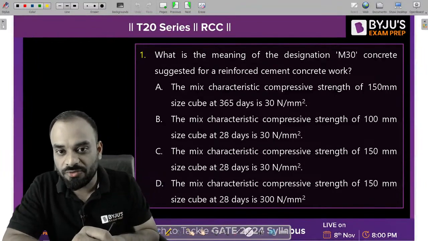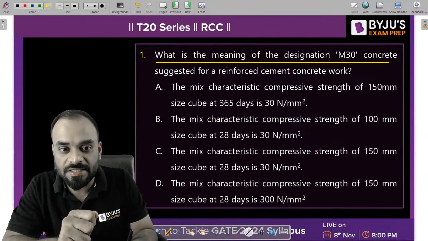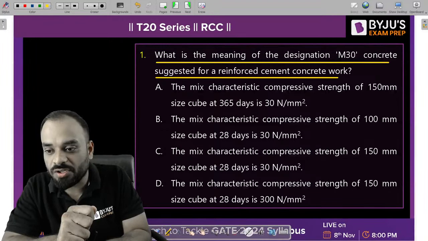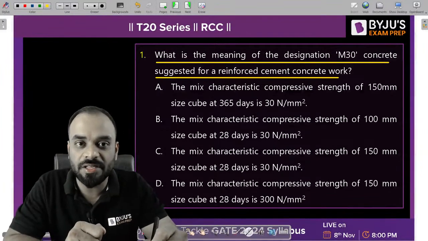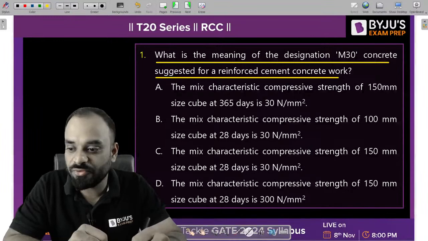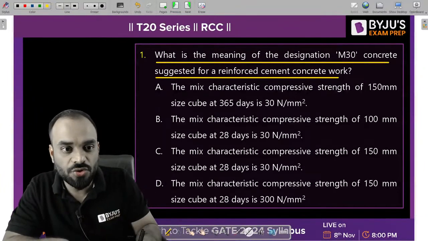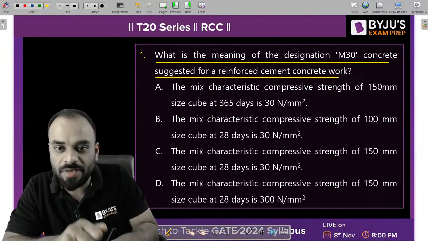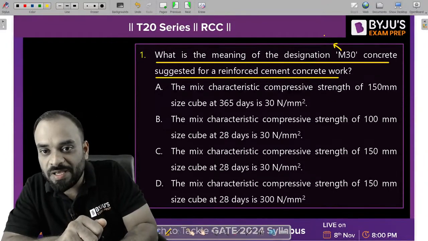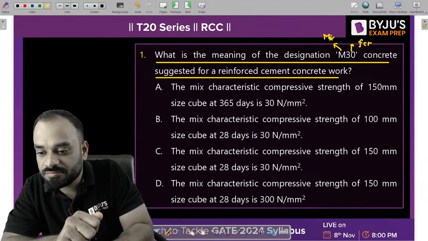What is the meaning of the designation M30 concrete suggested for RCC concrete work? That is the first statement in front of you. Now you need to tell me which one is the correct answer. What is the meaning of M30 grade? You know that M belongs to what? Mix. And 30 is basically the characteristic strength of concrete.